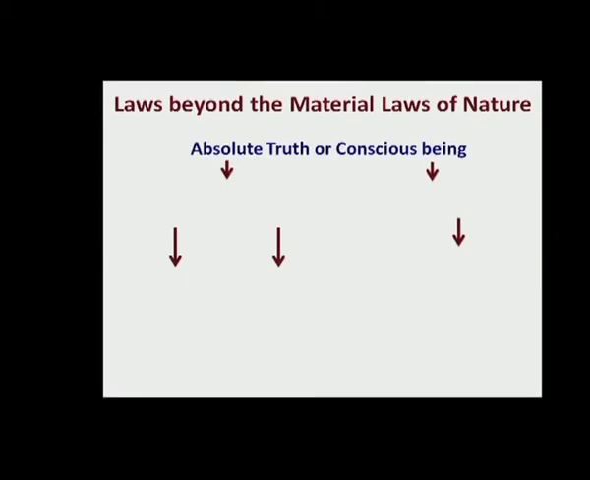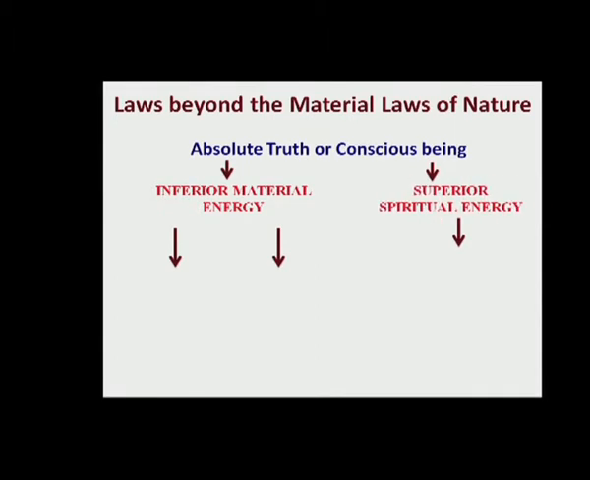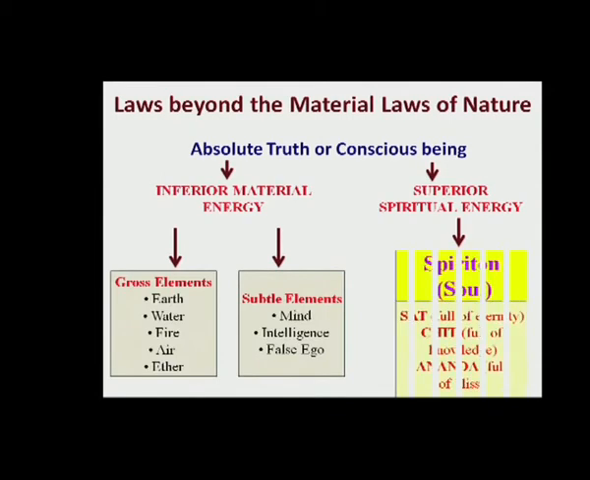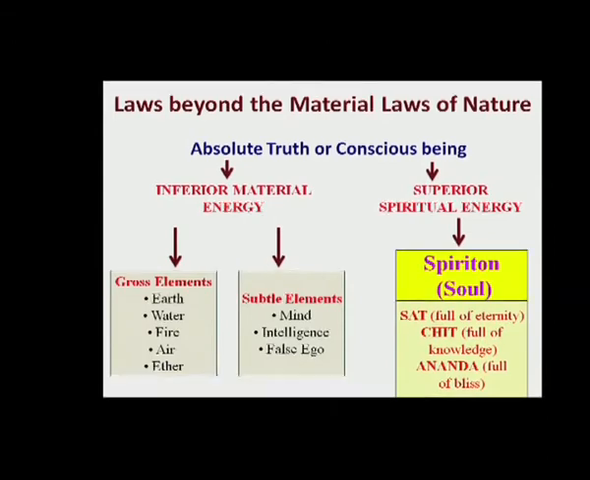According to Vedanta, this absolute truth or conscious being is the source of both the inferior material energy and the superior spiritual energy. The material energy consists of subtle elements like mind, intelligence, and false ego, and gross elements like earth, water, fire, air and ether. The superior energy consists of the spiriton or soul, which has three important properties: full of eternity, full of knowledge, and full of bliss.